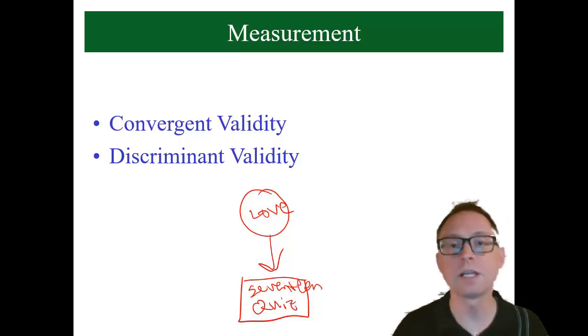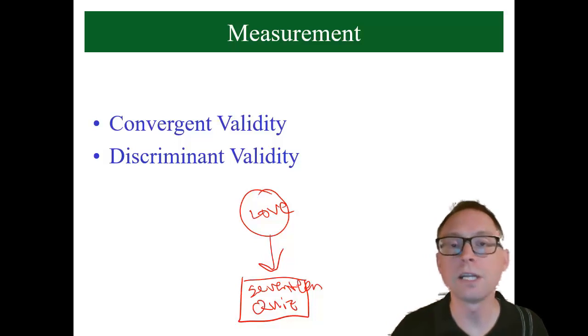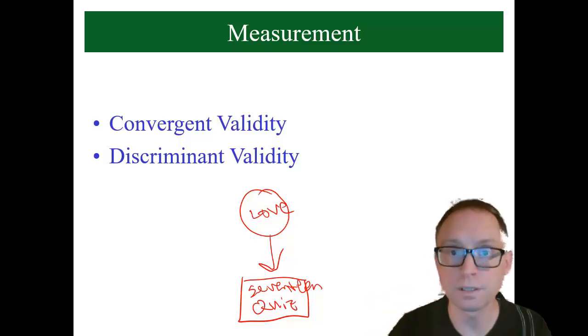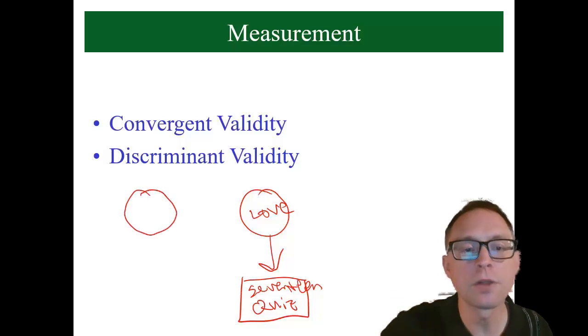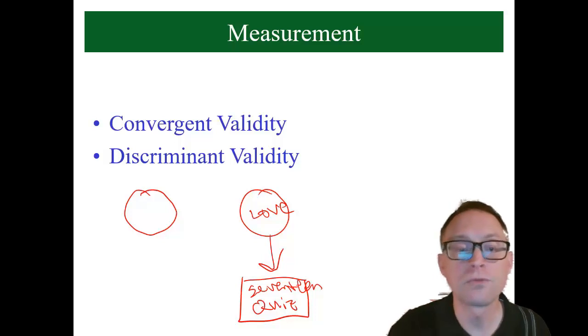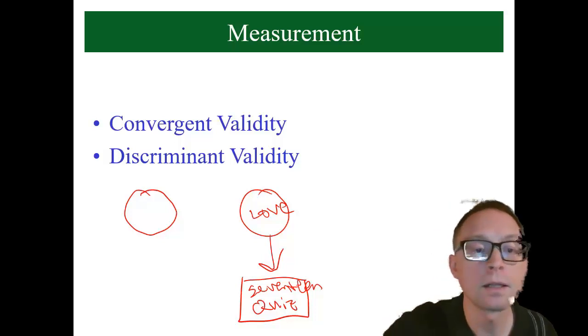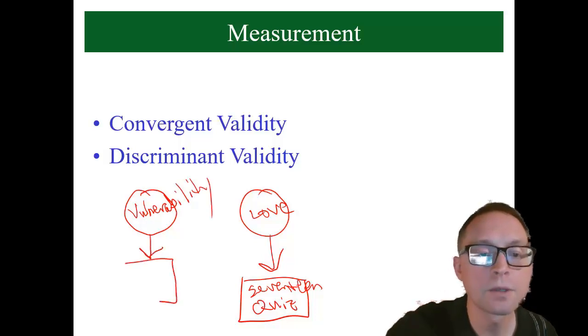Now we've already talked about face validity, content validity, and criterion validity. Convergent validity and discriminant validity have to do with other measurements that are already out there. So let's say that we know that there's another measurement out there, a measurement of vulnerability. Let's say that somebody has made a measurement, they call it the V scale.